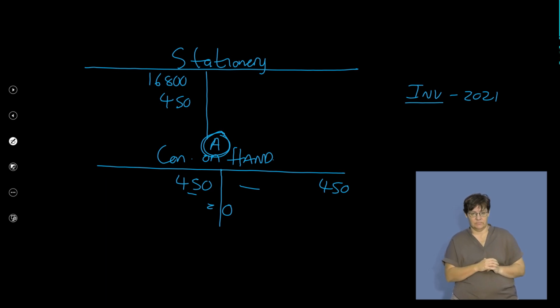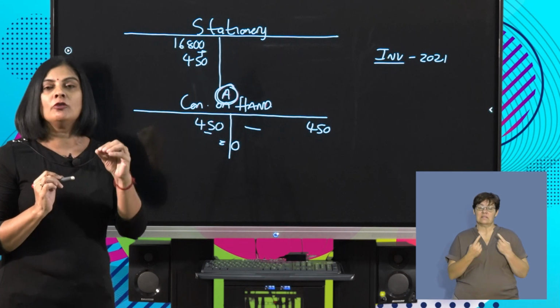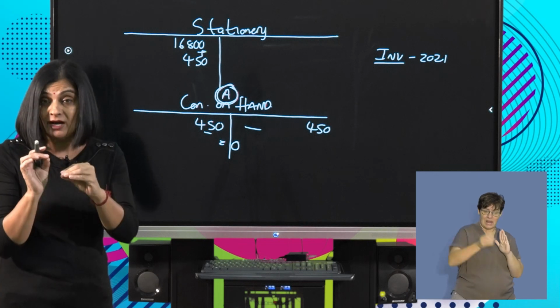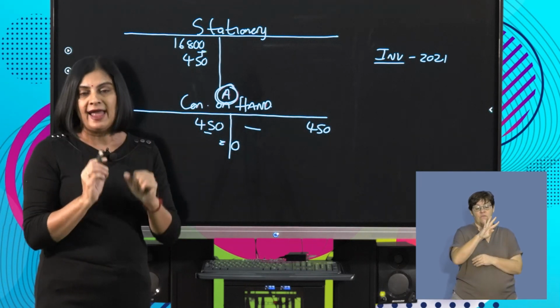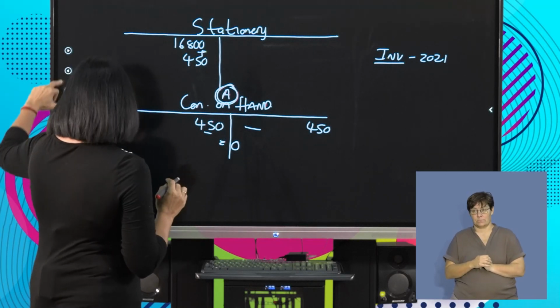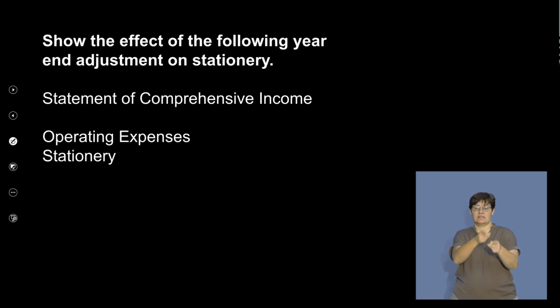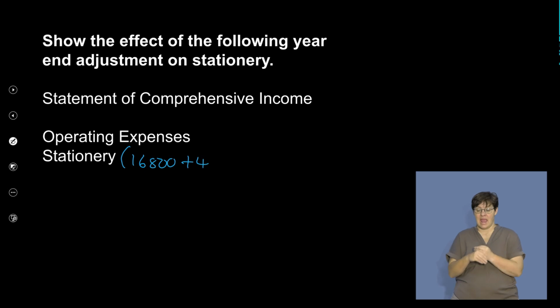Right, stationery, obviously by transferring 450, my expense now increases by 450. So in your statement of comprehensive income, in the income statement, we are now adding the 450. In fact, let's do that because that's part of our answer. Right, so stationery, we started off with 16,800. We're now adding that reversal that should have taken place but didn't.